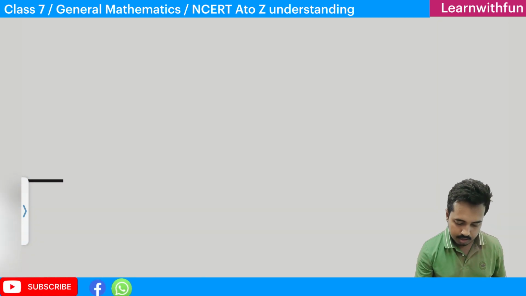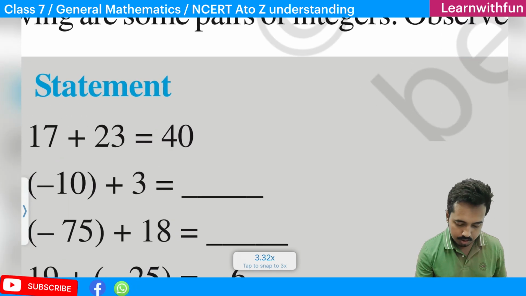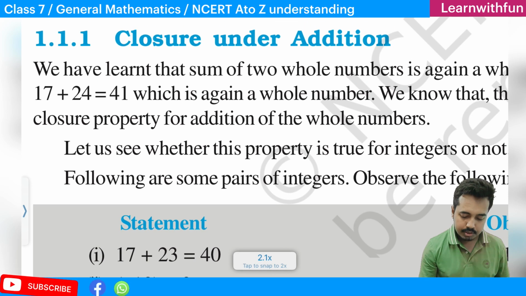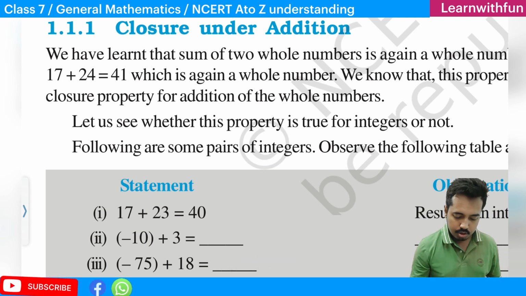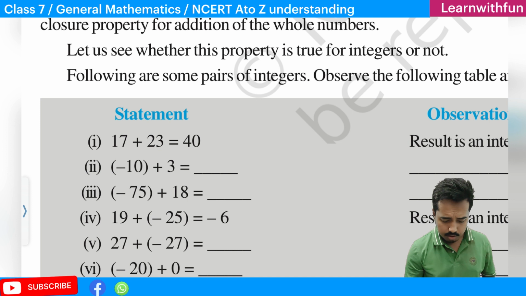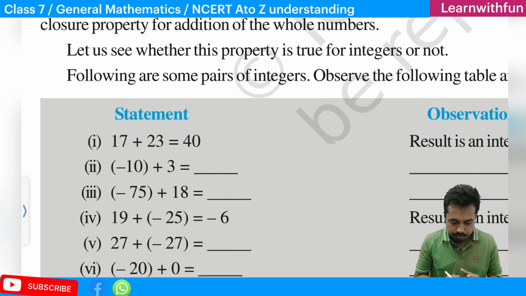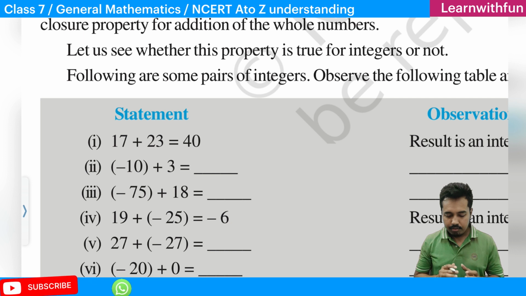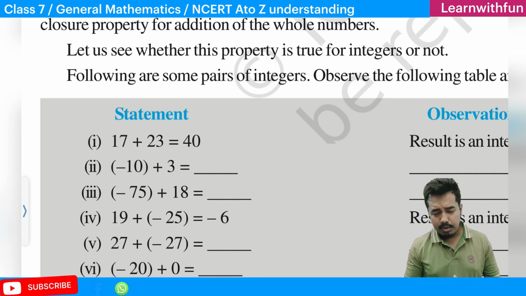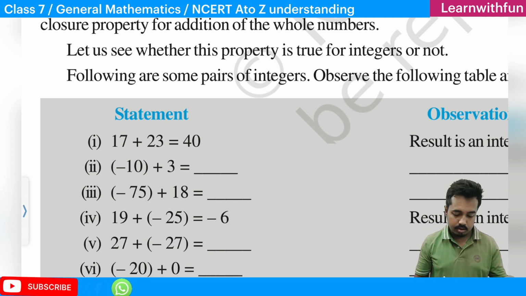So you have got some idea how to add integers. Now we will move to the closure property under addition. In the case of closure property, there are some statements. The first statement is 17 plus 23 is equal to 40. In the second case, there is a negative 10 and a positive 3. In the third case, there is minus 75 and plus 18. We will have to add these numbers, and the basic rule is the rule that I have just taught you.